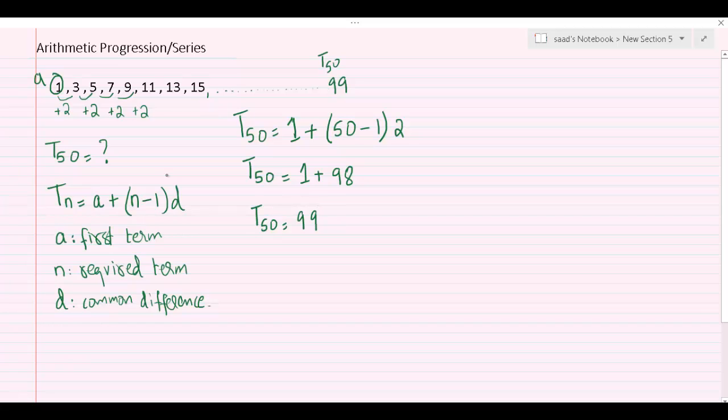In the next video, what I'll do is I'll do a derivation of this formula, where this formula comes from, and along with that, in the coming videos, we'll learn how to find the sum of a certain number of terms through different methods.